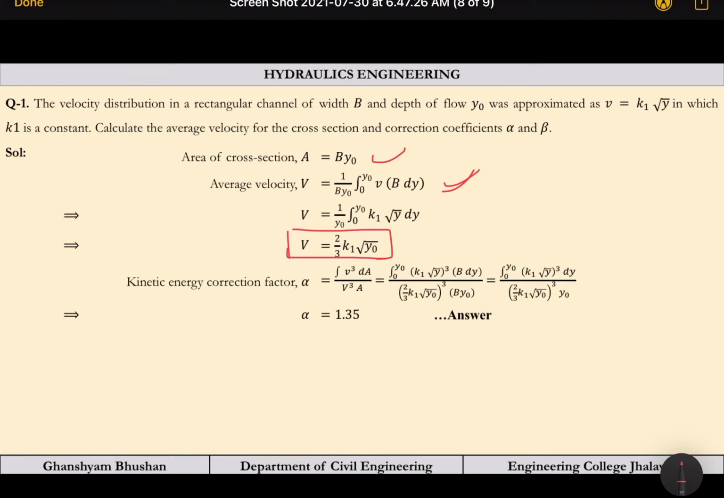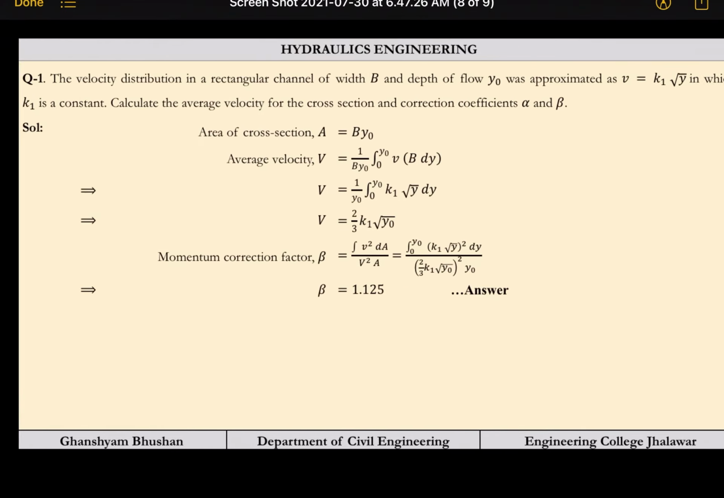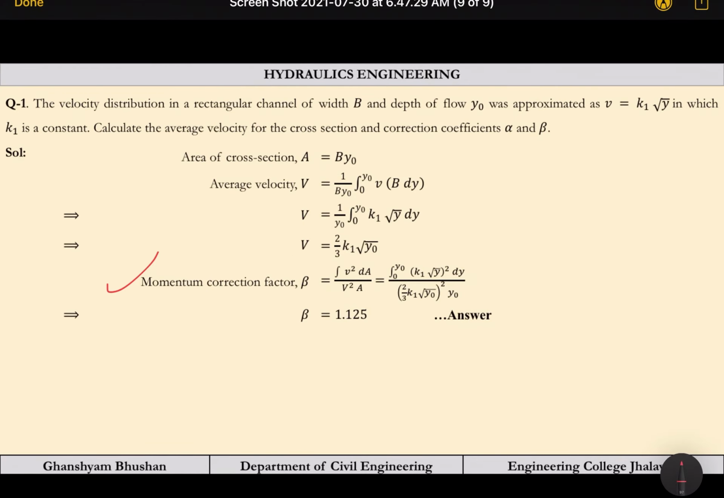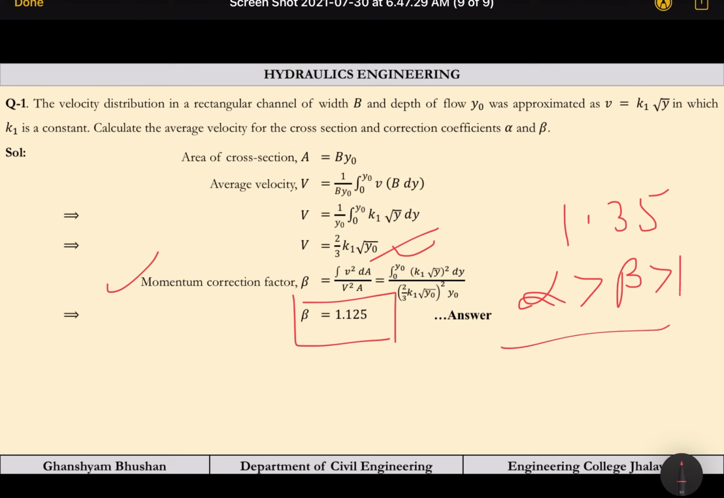Now the kinetic energy correction factor is v cube dA divided by the mean velocity cube into A. Put all the values here, and you will get alpha as 1.35. Similarly, the momentum correction factor: v is given, put all the values, and we will get 1.125. So alpha was 1.35, so you can see alpha is greater than beta and they are greater than 1.